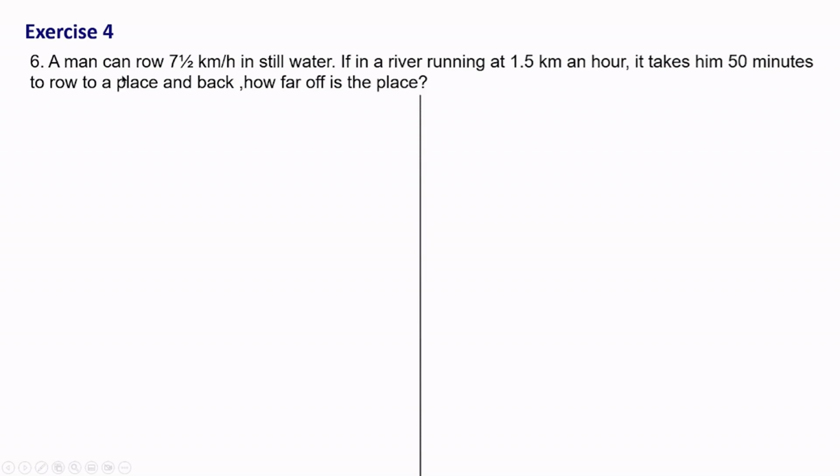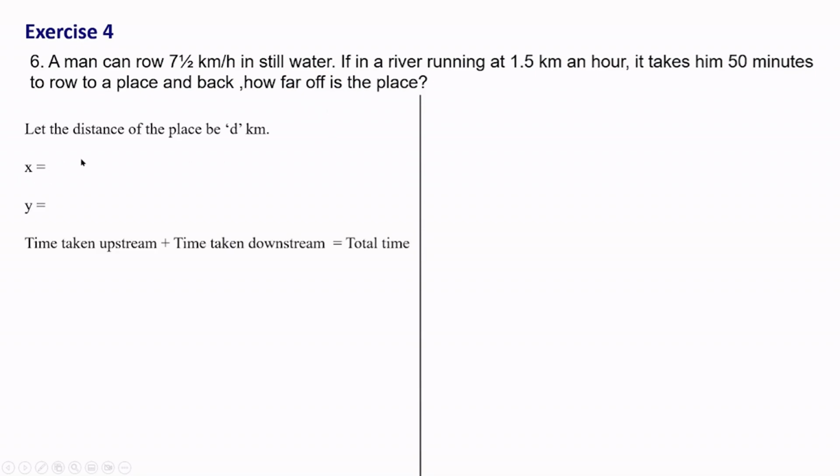Next question. A man can row 7.5 km per hour in still water. If in a river running at 1.5 km per hour, it takes him 50 minutes to row to a place and come back. How far off is the place? So here the speed of the person in still water is given, the speed of the river is given, and the total time taken to row to a place and come back is given. We need to find the distance of the place. So let us take, let the distance of the place be d kilometers.